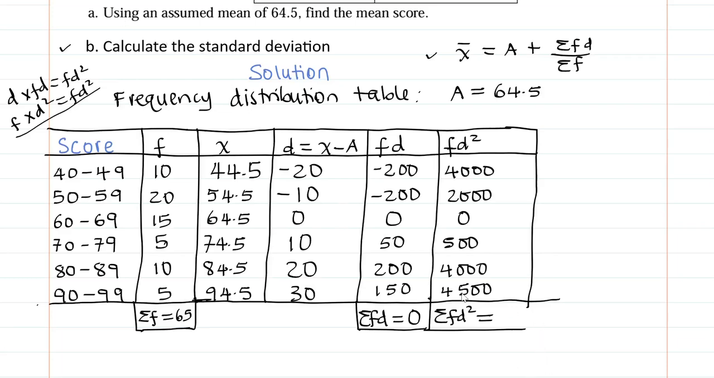So here we write 15,000. That is the summation of FD squared. So basically, this table has taken us time. I did not want to draw it and then come here and just explain, but I wanted to give you a highlight on how you come up with a table.